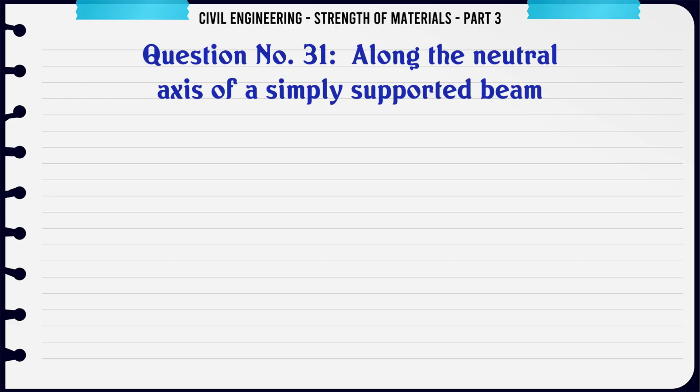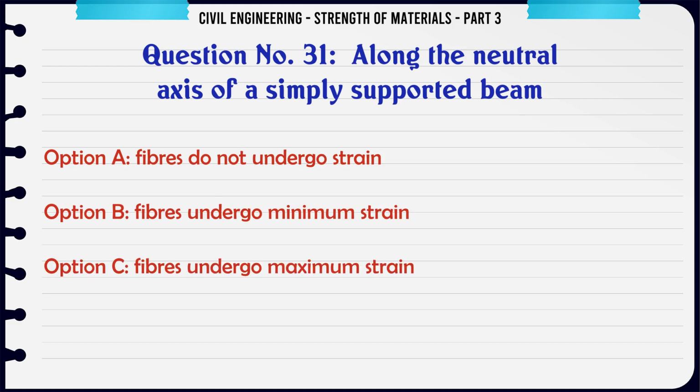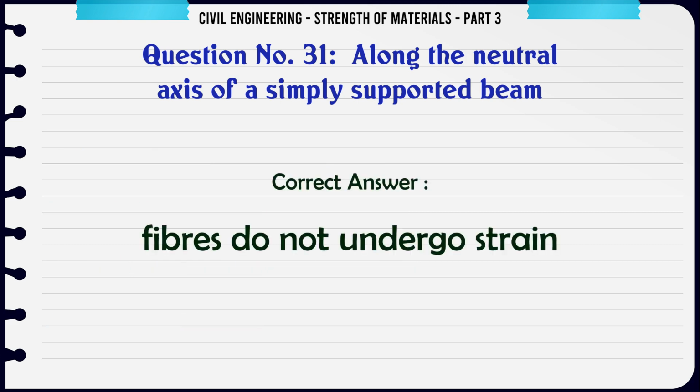Along the neutral axis of a simply supported beam: A. fibers do not undergo strain, B. fibers undergo minimum strain, C. fibers undergo maximum strain, D. none of these. The correct answer is fibers do not undergo strain.